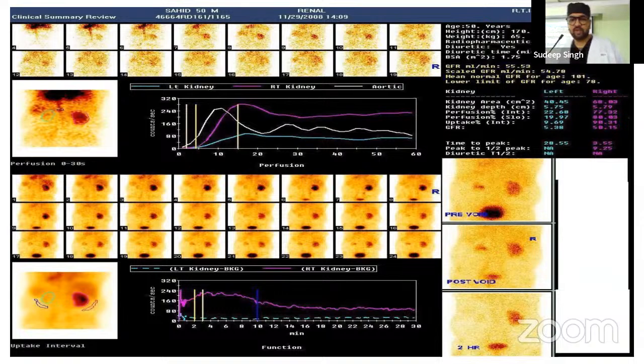This is the scan showing perfusion and the function. We can see the diuretic is given and the diuretic time is at 10 minutes. The function of the left kidney is less. It is around 5 ml per minute, and on the right it is 50 ml per minute. There is no clearance. And in the above perfusion phase, the white line is showing the aorta, and pink is the right kidney and blue is the left kidney. The function in the left kidney is less than in the right.